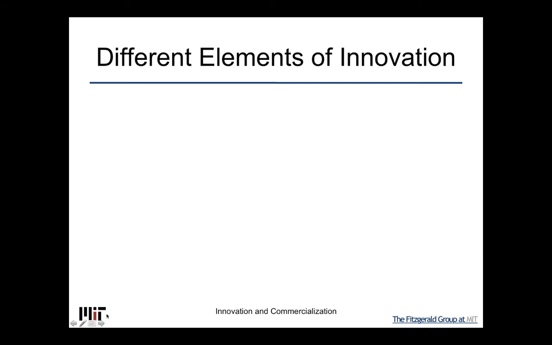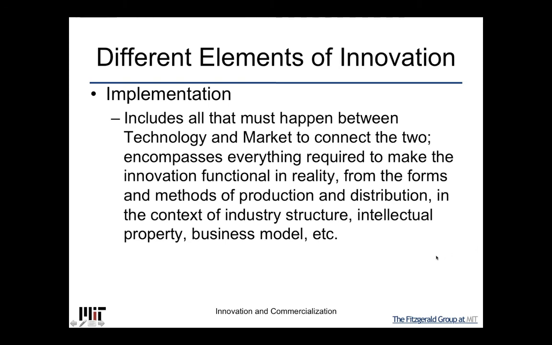So as with the other elements, our third and last element of innovation, implementation, has a definition. And I'll read it again like I did the others in the other lectures. Implementation includes all that must happen between technology and market to connect the two. It encompasses everything required to make the innovation functional in reality, from the forms and methods of production and distribution in the context of industry structure, intellectual property, business model, etc. So there's a lot in here, actually. Let's stop and look at this again, as we've done with the other cases.